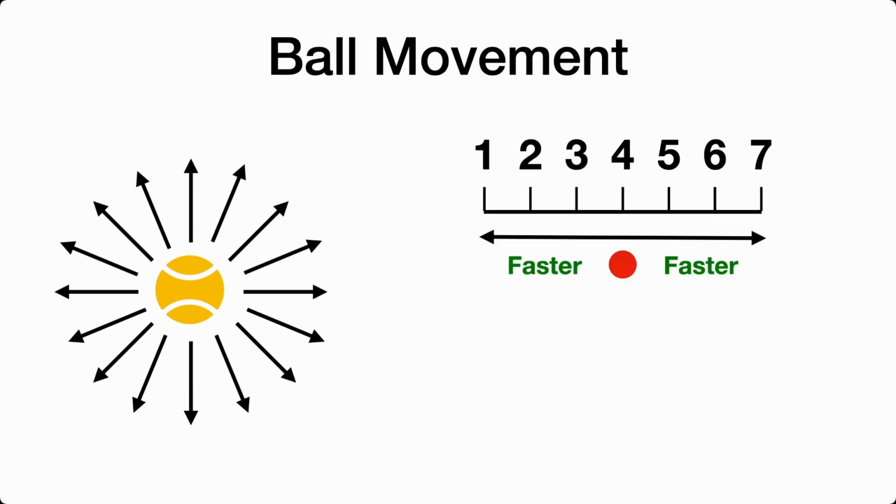Well, this is what I've determined to make it easy to use the first 3 bits of a byte. And I've decided that number 4 will be no movement at all. Number 1 will be fast to the left or downwards. Number 7 will be fast to the right or upwards. So how do I use this velocity to actually move the ball?